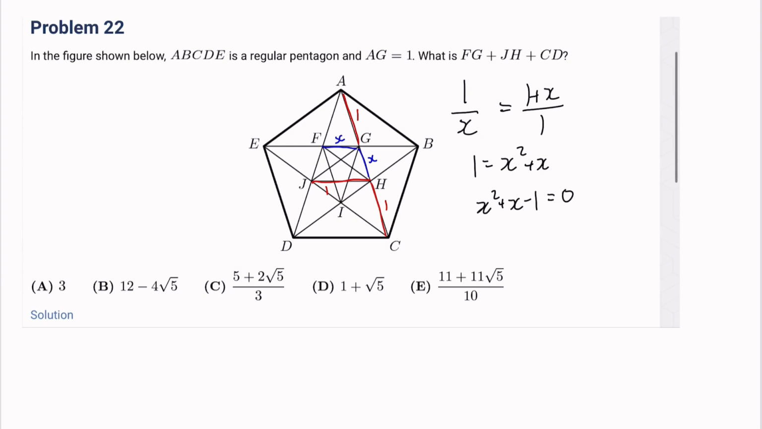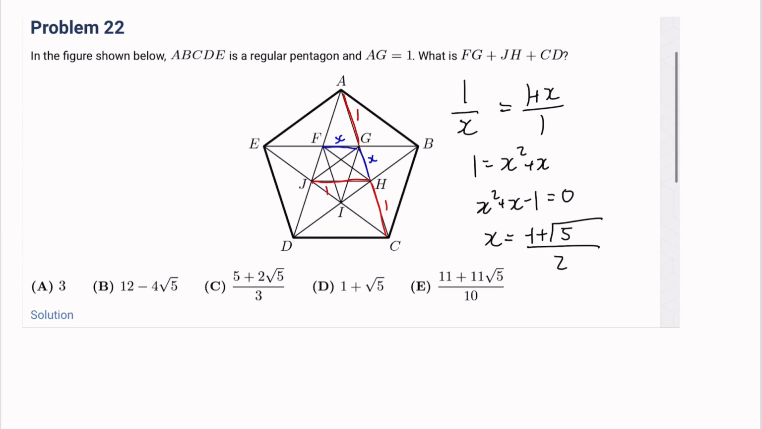And for that to happen, X must be, let's use the quadratic formula, minus 1 plus or minus root b squared minus 4ac, so plus 4, all over 2. So this is root 5, right? And this can be plus minus, it should be plus, because X has to be a positive number, right? And FG plus JH plus CD.